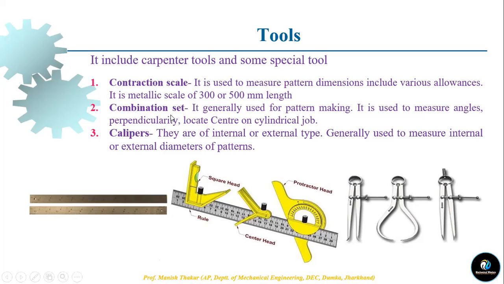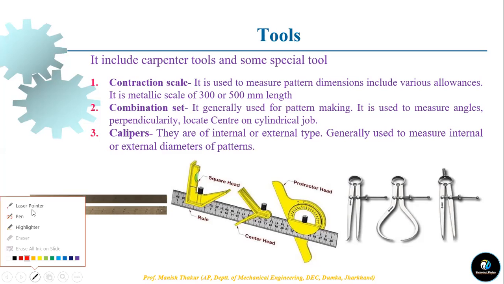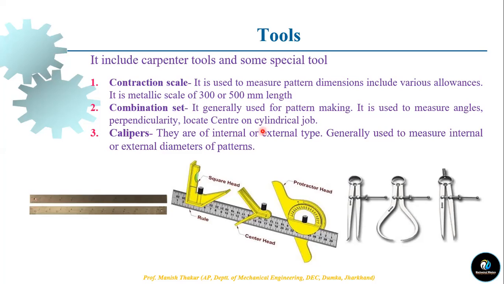Okay, combination set. This is the combination set. It is generally used to measure angles and perpendicularity, whether the edges are perpendicular to each other or not. That is measured by using this tool. Okay, to locate the center of a cylindrical job, you want to locate the cylindrical center, how will you locate the center? By using this tool. Okay, these are the different types of tools which are used in the preparation of a pattern.